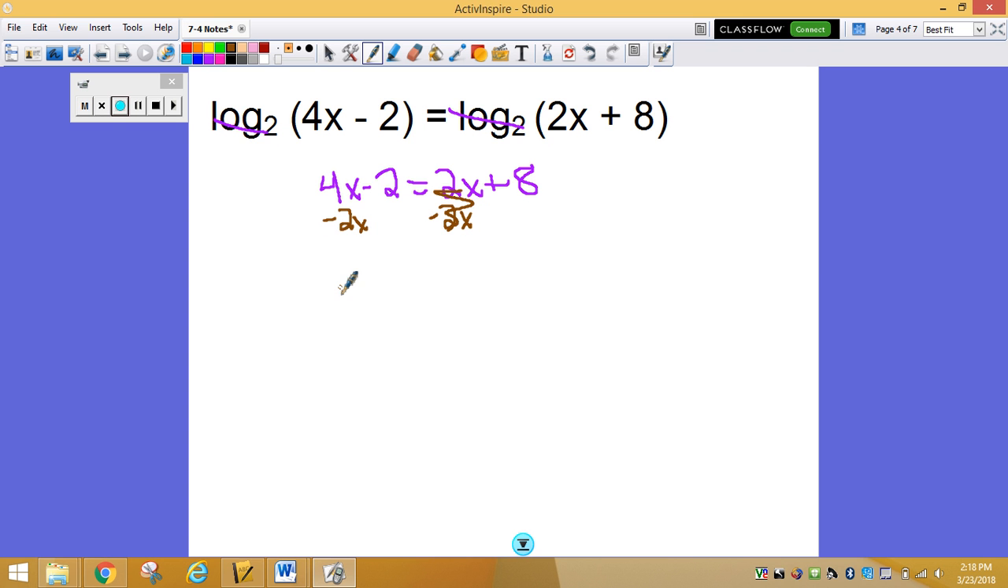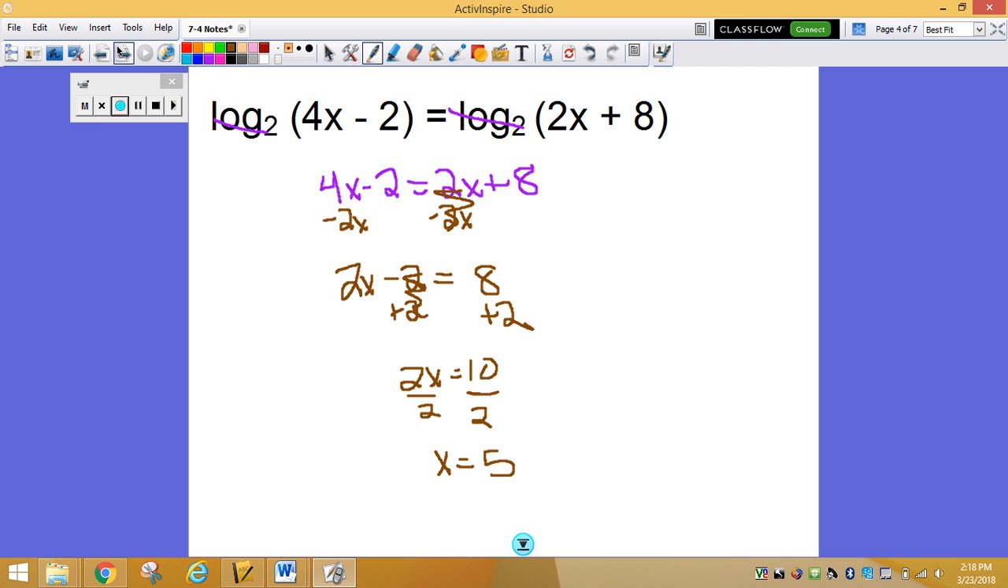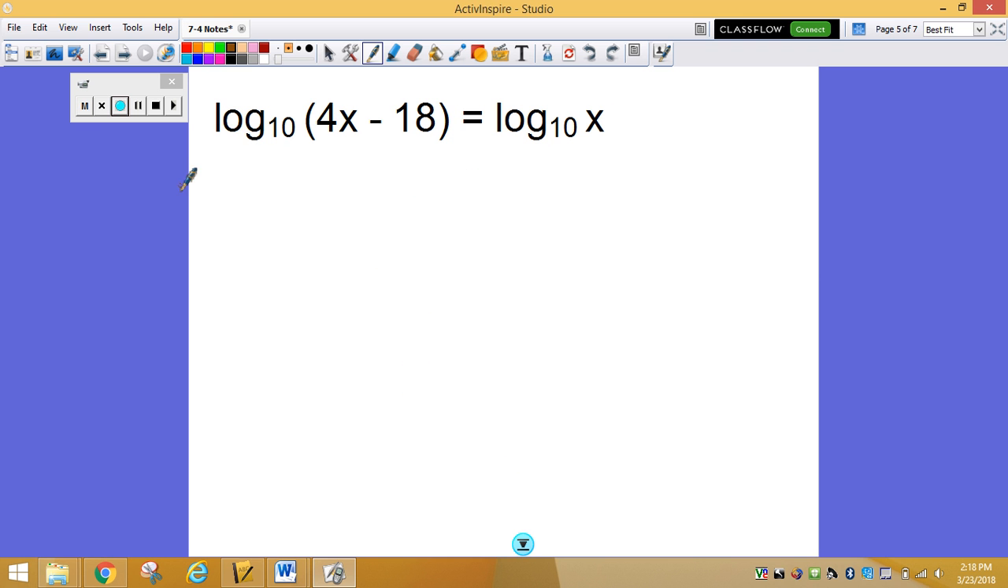4x minus 2x is 2x. It's a minus 2. The opposite of minus is plus. So I'm going to add 2. So 2x equals 10. Almost done. Last step, divide by 2. And x is 5.